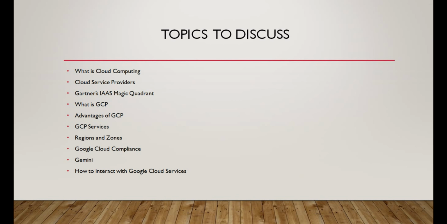We will see what is cloud computing, what are the cloud service providers, the Gartner's IaaS Magic Quadrant, what is GCP, advantages of it, the services offered by GCP, the regions and zones covered by GCP, Google Cloud Compliance, Gemini, which is the AI tool of Google, and how to interact with Google Cloud services.